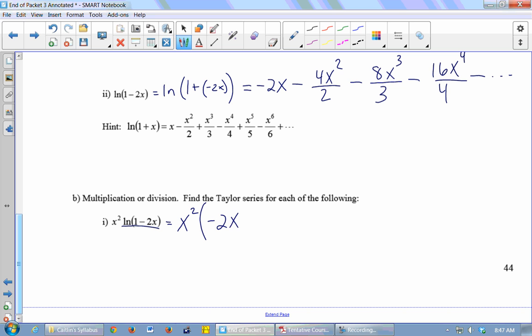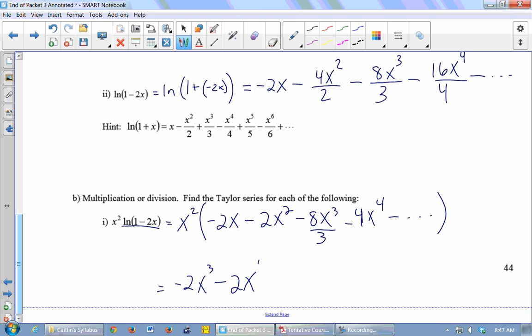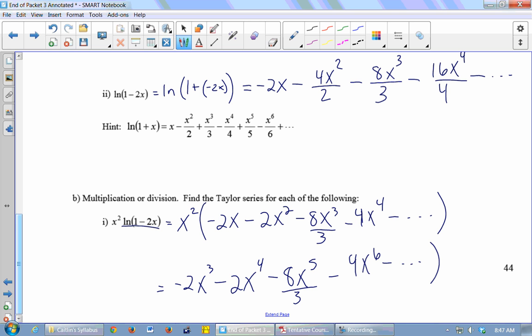Negative 2x minus 2x squared minus 8x cubed over 3 minus 4x to the 4th. And just distribute your x squared. So I have negative 2x cubed minus 2x to the 4th minus 8x to the 5th over 3 minus 4x to the 6th. Don't need a parenthesis there. So you can multiply things together to get a new series.